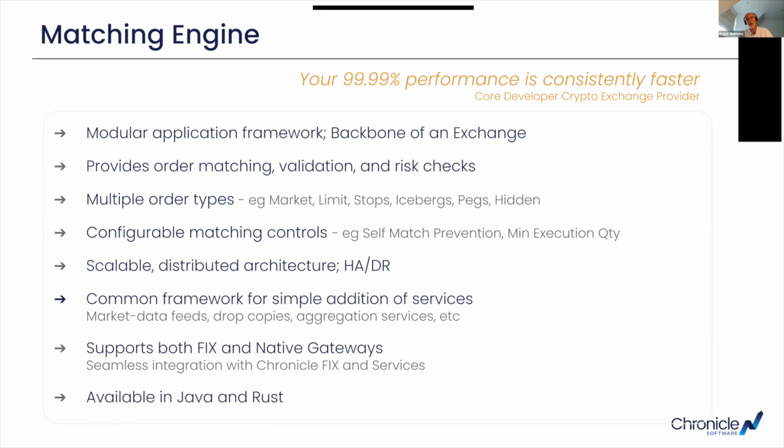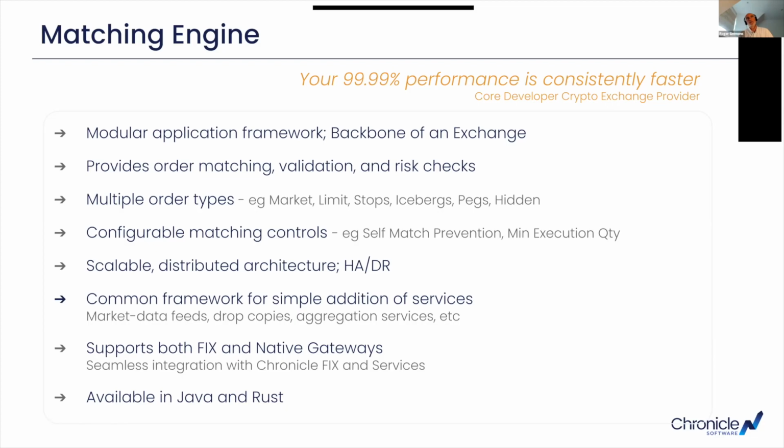So for that, we really have a high degree of modularity across the whole library application stack, to allow us to plug and play different functionality for different use cases. So out of the box, we support multiple order types. So for example, markets, limits, stops, icebergs, pegs, and hidden orders.